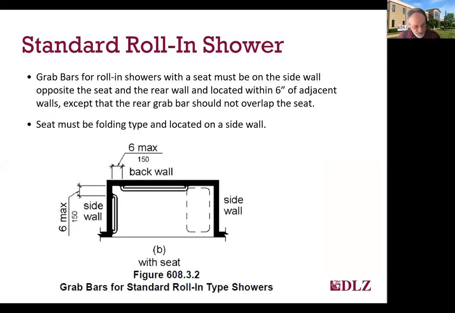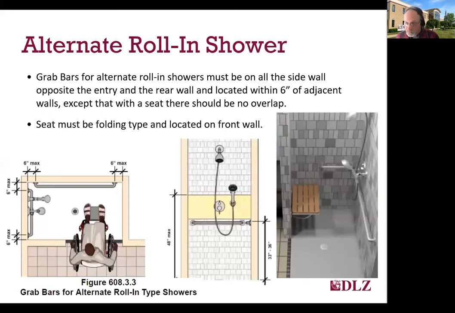You can see the outline of the seat. There should not be a grab bar behind or adjacent to the seat. For alternate roll-in showers, grab bars must be provided on the side wall opposite the entrance and on the rear wall, with again those grab bars being within 6 inches. If there's a seat provided, the grab bar again should not overlap the seat, and that's pretty clearly shown here in the photograph on the far right.